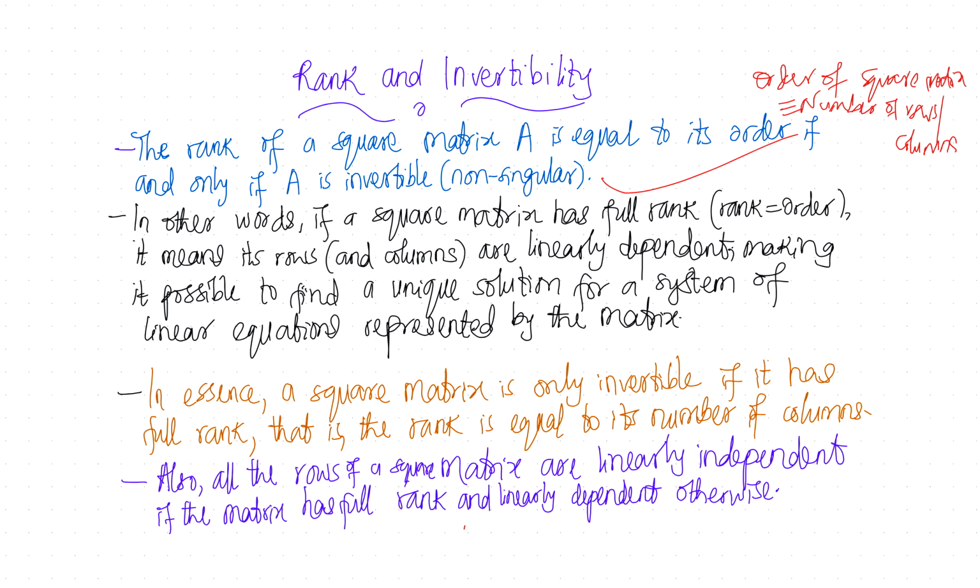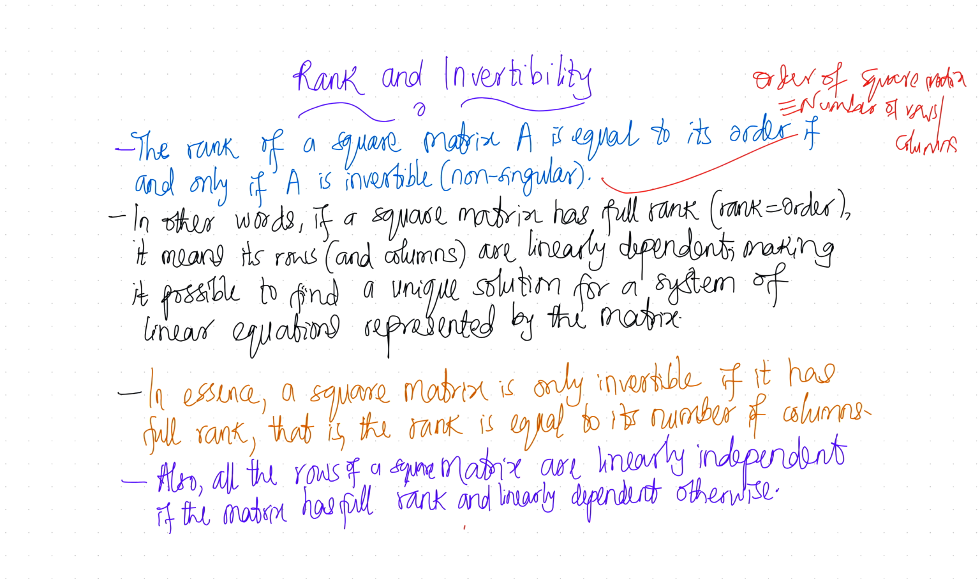So this is saying that the rank of a square matrix A is equal to its order if and only if A is invertible. That means if you can find the inverse of a matrix, the rank of that matrix is equal to the number of rows or the number of columns. So if you have a 3 by 3 matrix and you can find its inverse, meaning the determinant is not 0, then the rank of that 3 by 3 matrix is 3 because you are able to find its inverse.